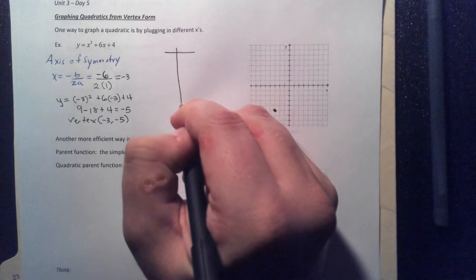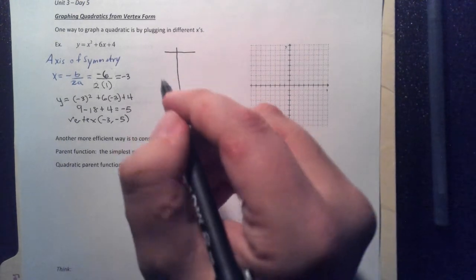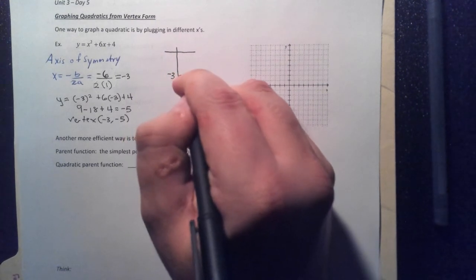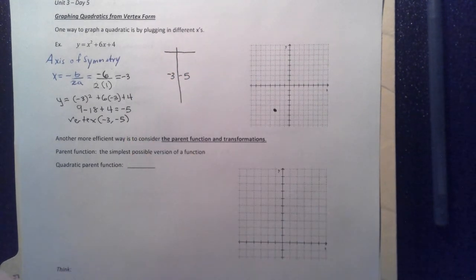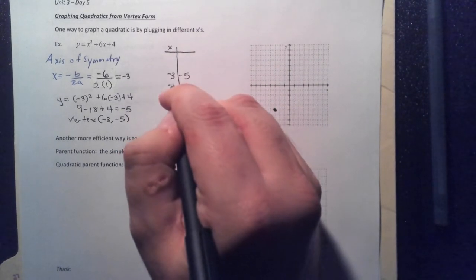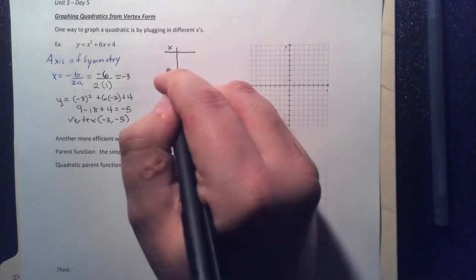Generally speaking, you need around 5 points. More, if you can get them, is really better. Can make a little table here. I'll put my vertex right in the middle. And what I want to do is pick some x's a little above and a little below that.